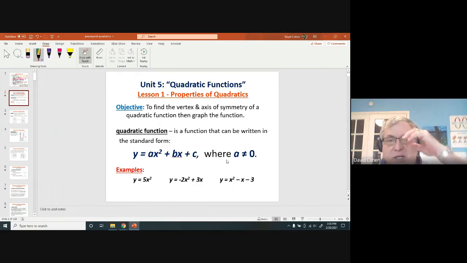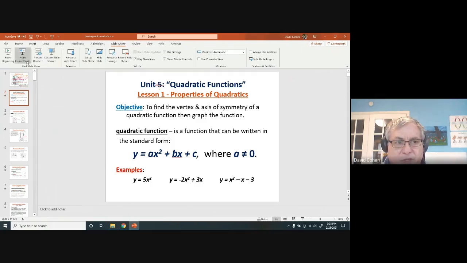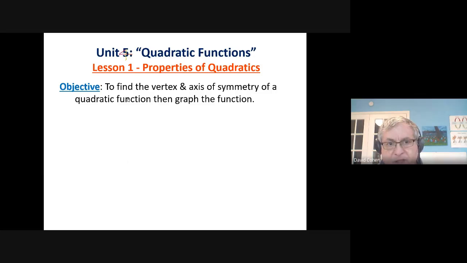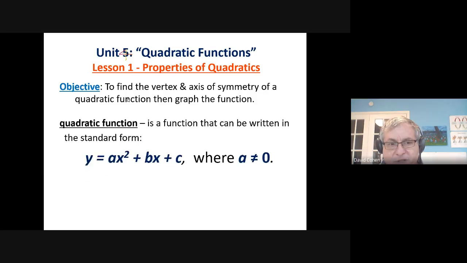So this is actually Unit 4, and it's quadratic functions. I'm going to use some slideshow from this current slide. To find the vertex and axis of symmetry of a quadratic function, then graph the function.